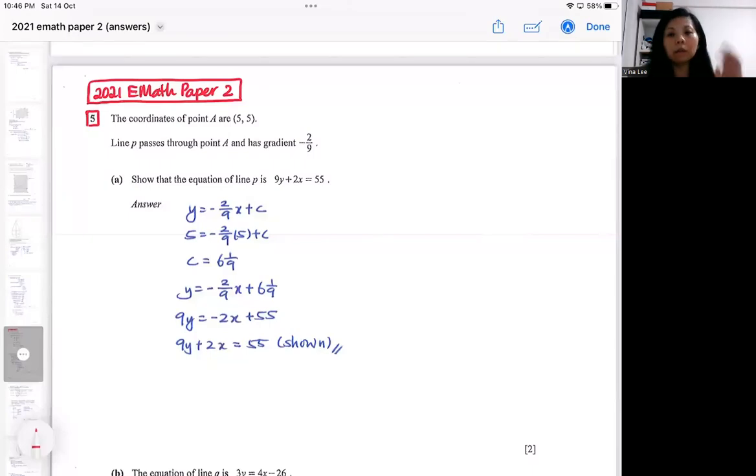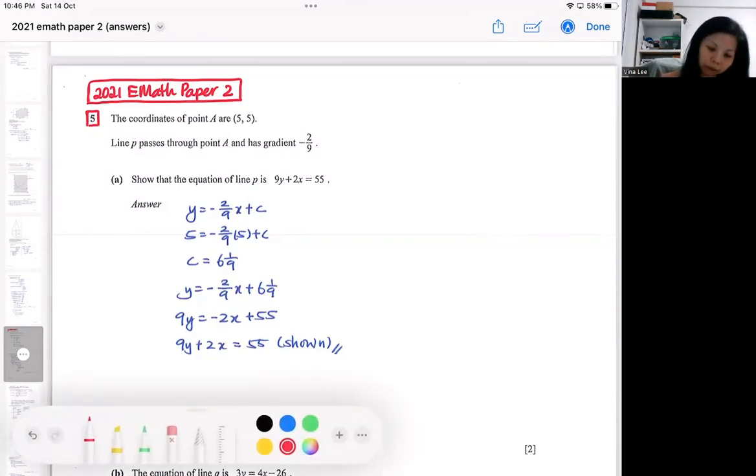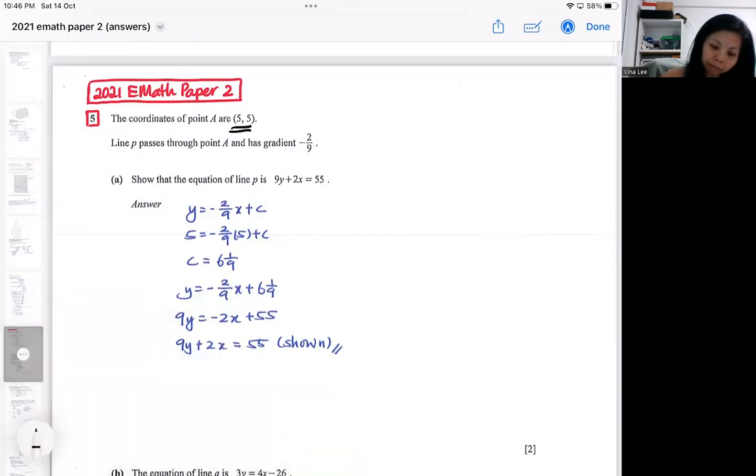This question is purely on the whole topic of coordinate geometry. The first part is a very simple question. They provide you with a coordinate and a gradient, and they simply ask you to find the equation. So you do the usual mx plus c. This one is a very simple thing.